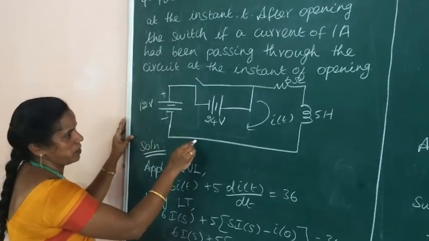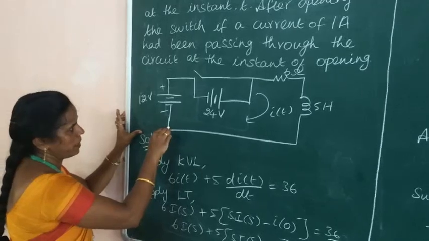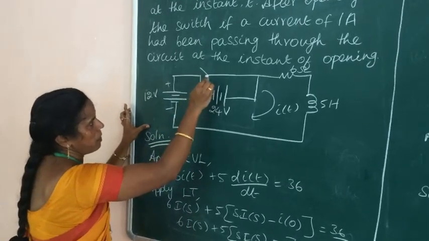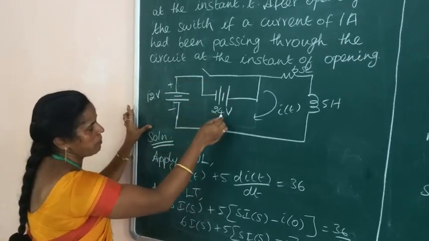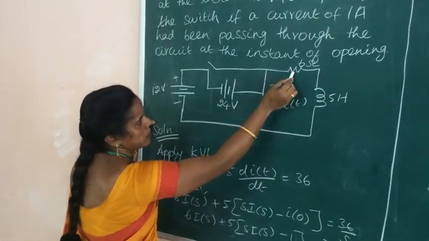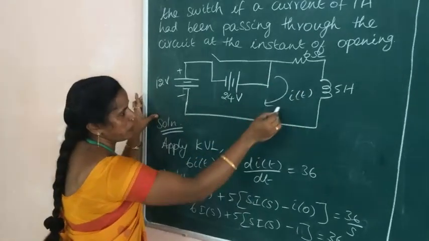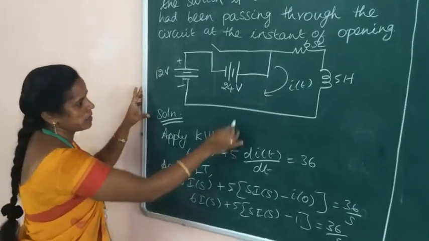Next you see this circuit. If you see the circuit, you have a 12 volt supply. Next you have a switch. Parallel to the switch you have another 24 volt battery. Next you have one resistance of 6 ohm and 5 Henry in series. So here I of t is the transient current flowing through the circuit.